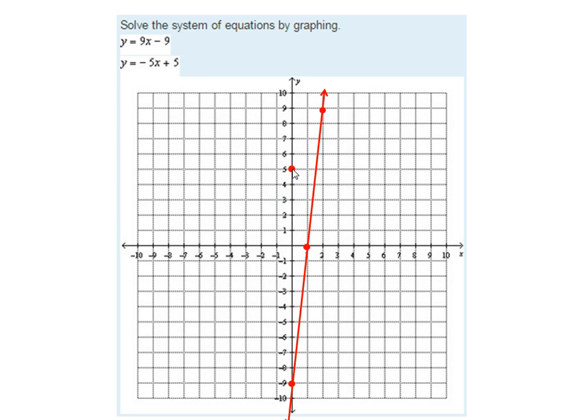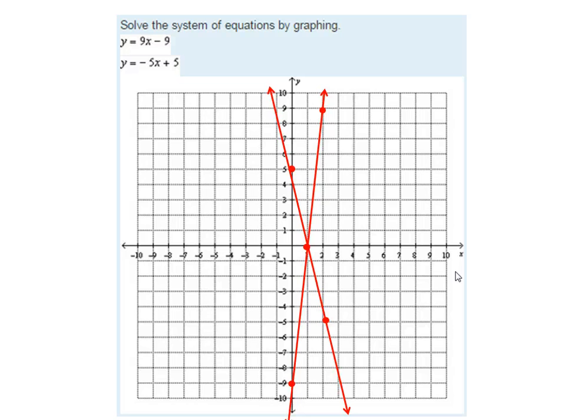Y-intercept is 5. Our slope is negative 5 over 1. So we go down 1, 2, 3, 4, 5 over 1. A point showed up there. You can't really see it because there's already a point there. Down 1, 2, 3, 4, 5 over 1. There's another point right there. Draw the line that goes through those 3 points. And we have our 2 lines drawn for our equations.